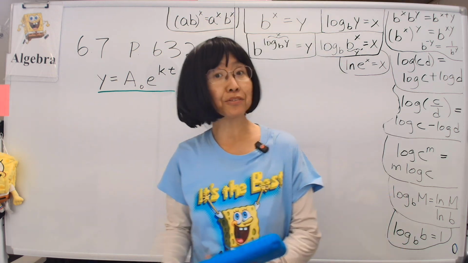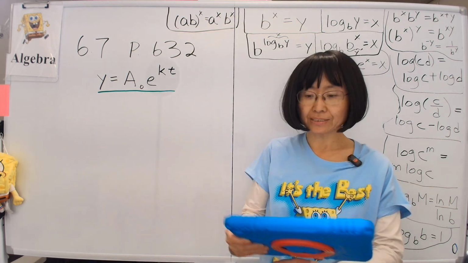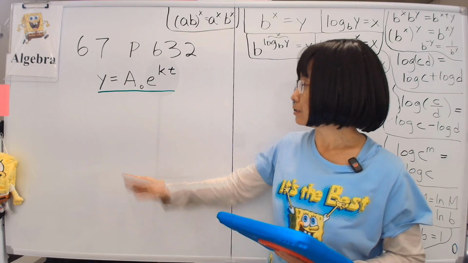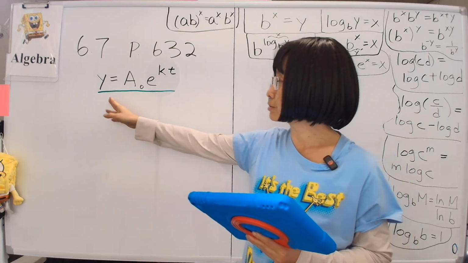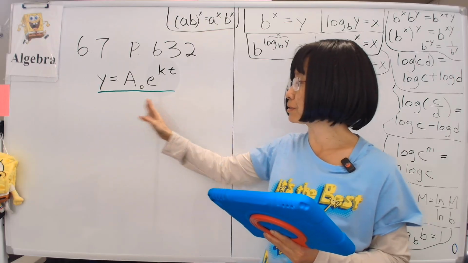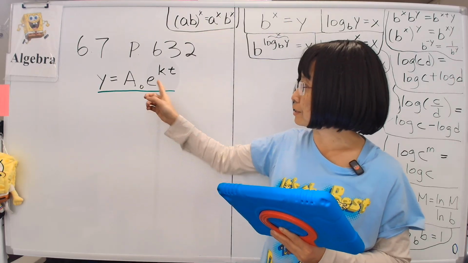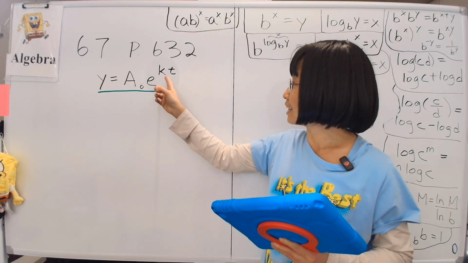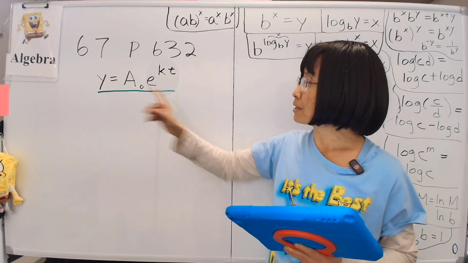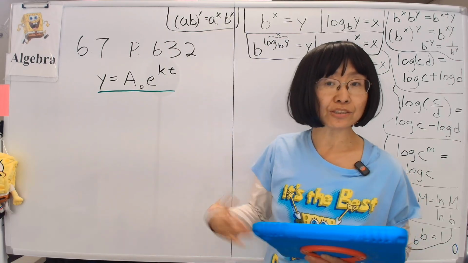Today we are going to do section 6.7 on page 632, where we're going to do exponential growth or decay, which mostly we're going to base on this particular formula. And then the E is the number 2.7 something, right? And then T stands for time. A0 is the initial amount.